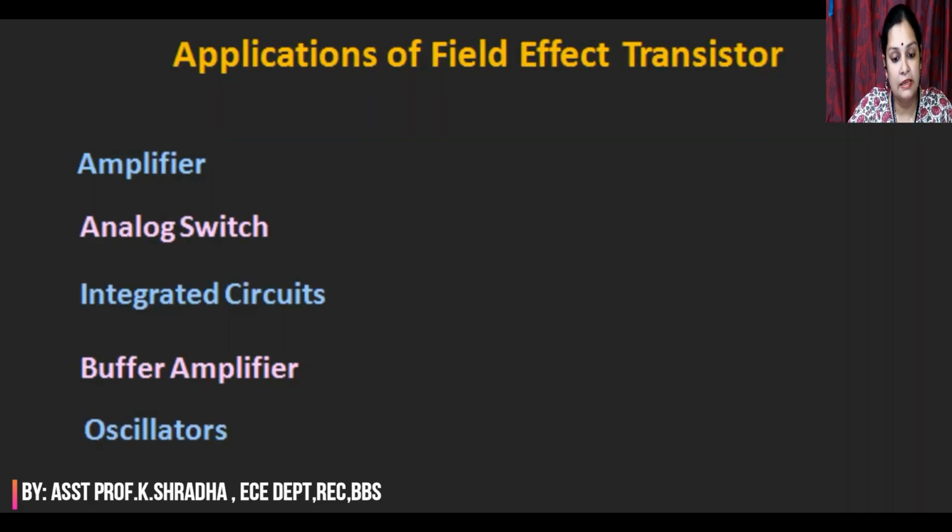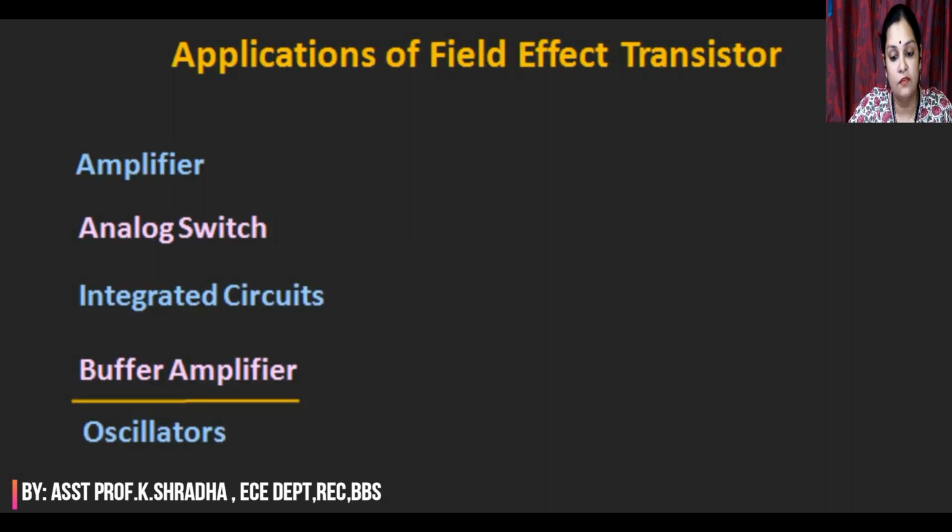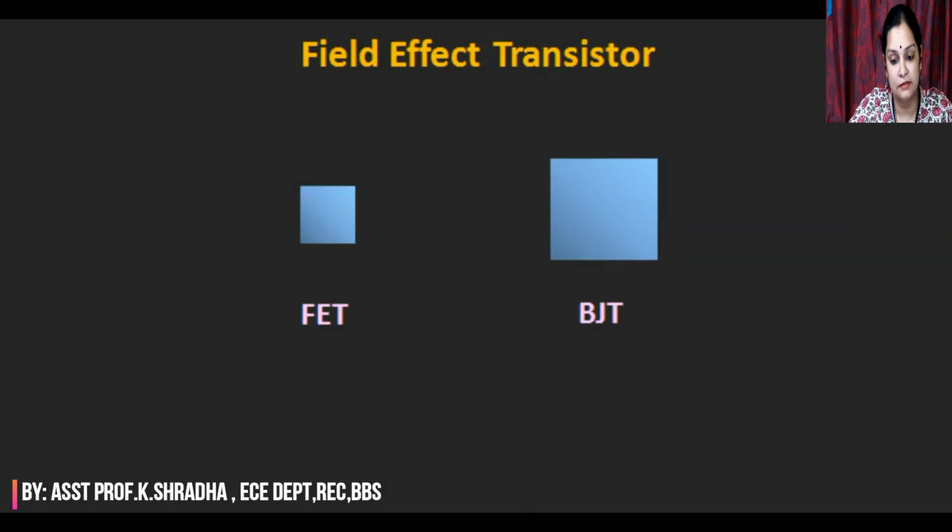Now, in terms of application, the FETs are used in almost all the applications where the BJTs are used. For example, they are used as an amplifier or oscillator. And apart from that, they are also used as analog switches in many applications. But the biggest difference between the FET and the BJT is that the input impedance of the FET is very high. And due to that, they are used as a buffer amplifier in many applications.